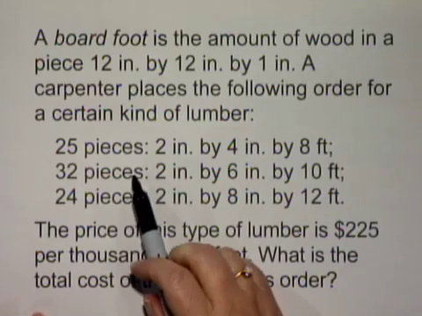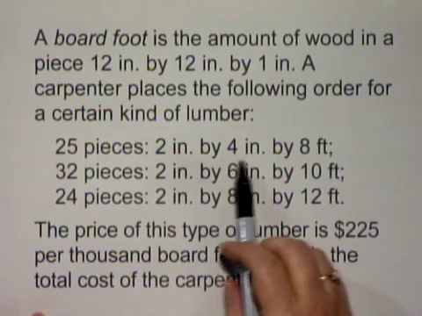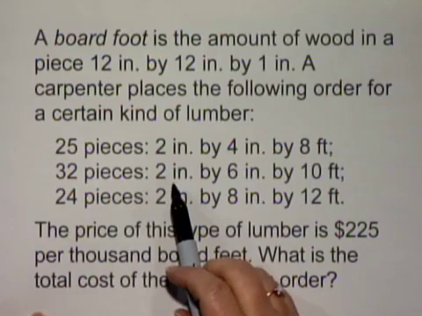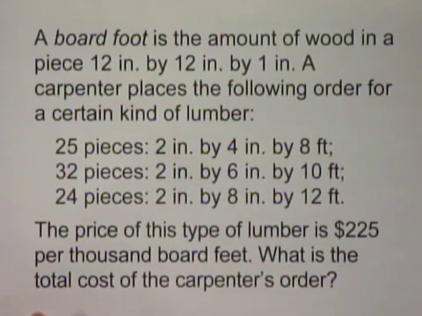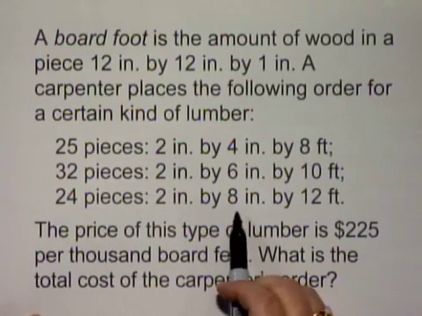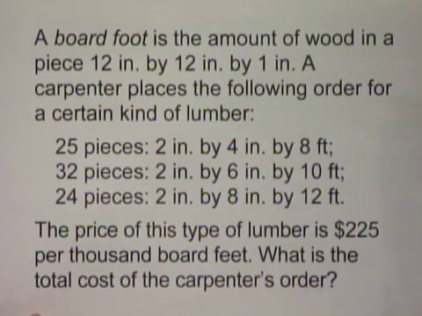He orders 25 pieces of 2 inch by 4 inch by 8 foot lumber, 32 pieces 2 inches by 6 inches by 10 feet, and 24 pieces of lumber that are 2 inches by 8 inches by 12 feet. The price of this type of lumber is $225 per 1,000 board feet. What is the total cost of the carpenter's order?